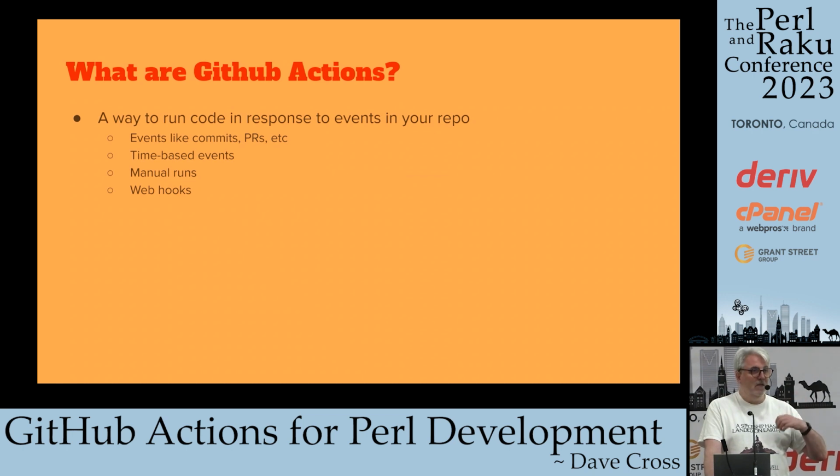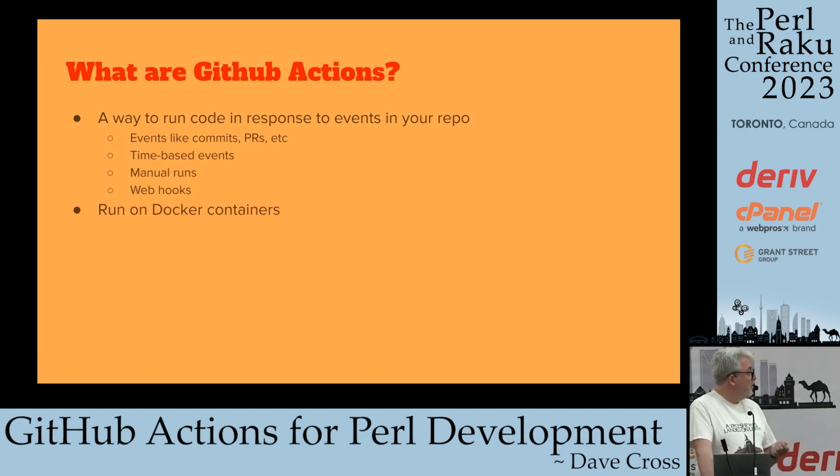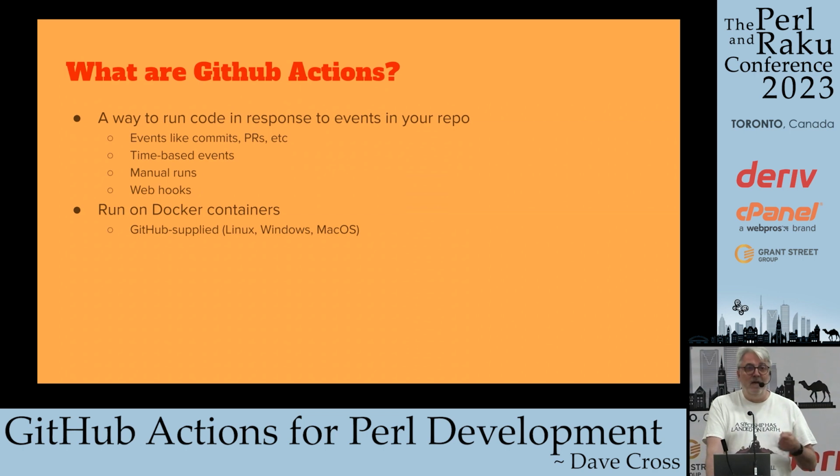So you make an HTTP request which fires one of your actions. They run on Docker containers. GitHub supply containers that are Linux, Windows, or Mac OS, but you can actually just run it on any other container that gets pulled down from the Docker Hub or any other Docker place.